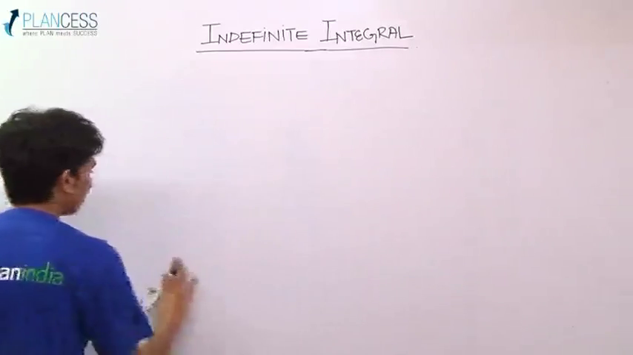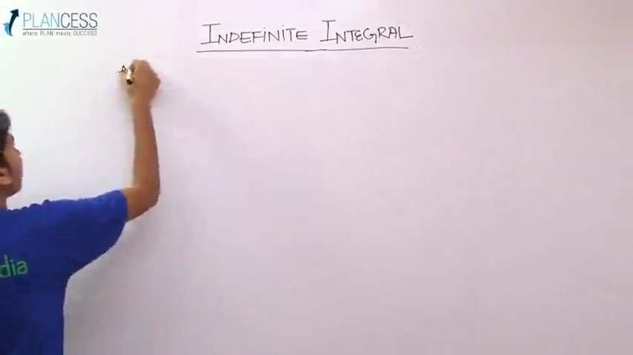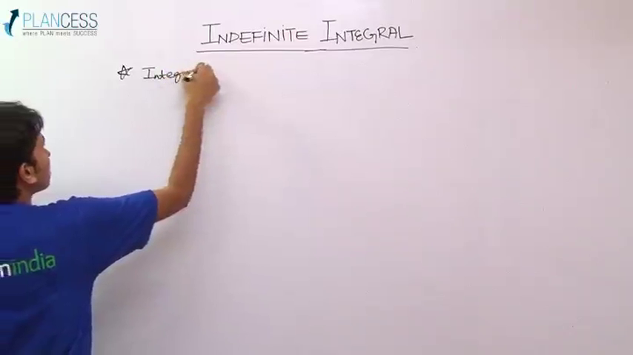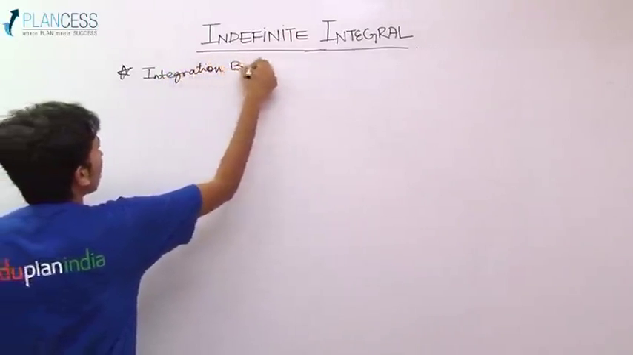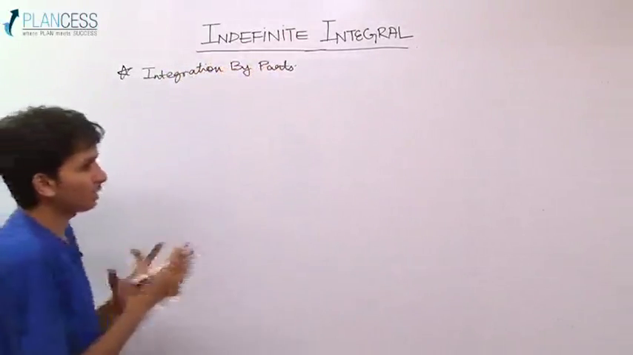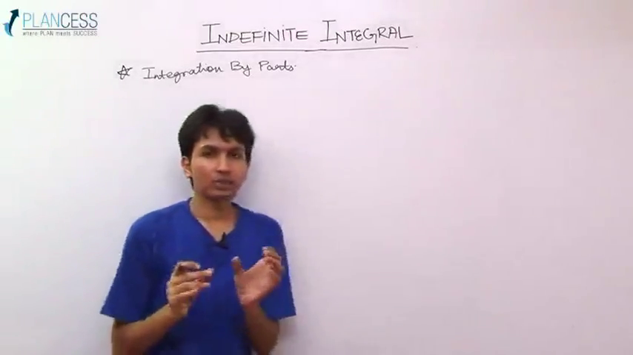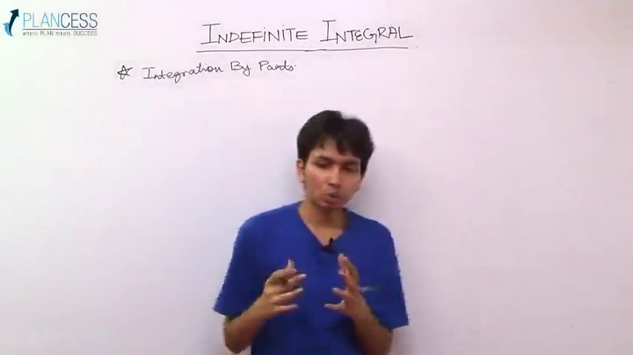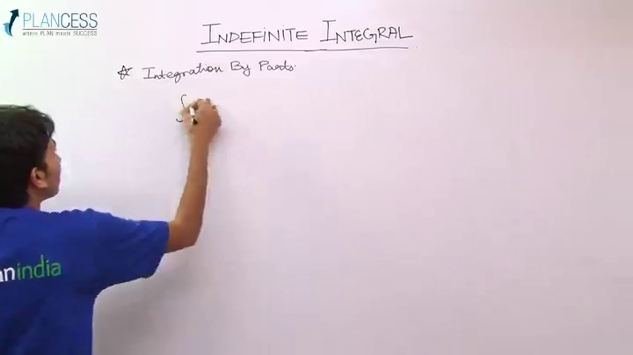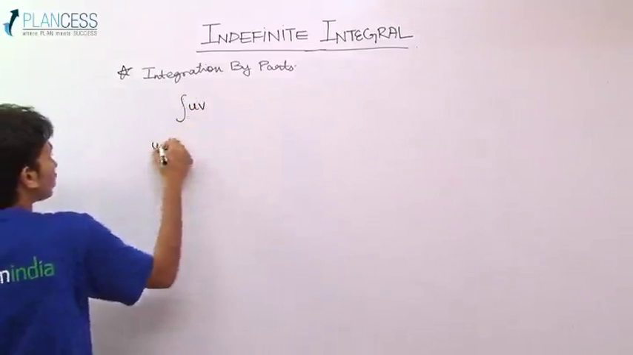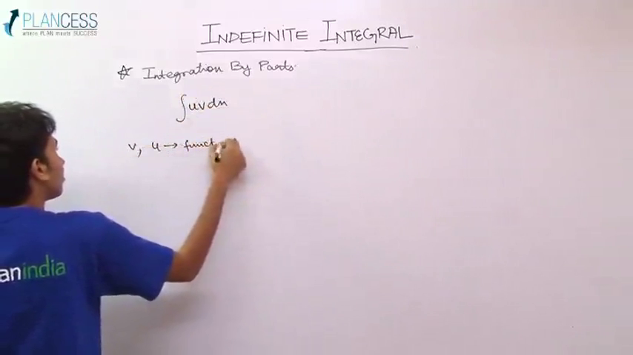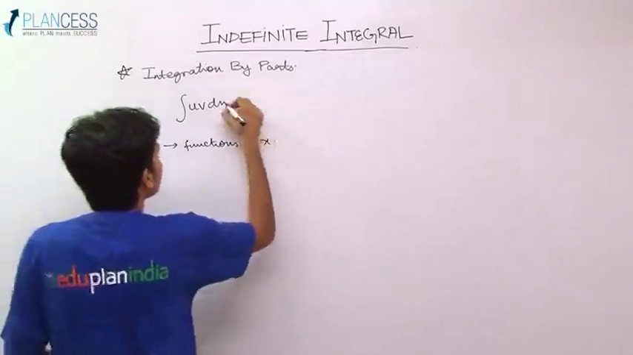That is integration by parts. So the second part is integration by parts. Basically, it's a method to split an integral. Say if you have the integral of f(x) g(x), I'm going to write it down as an integral of u v dx, where u and v are functions of x.